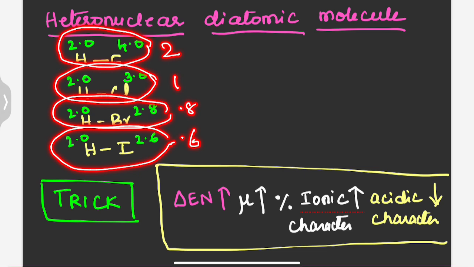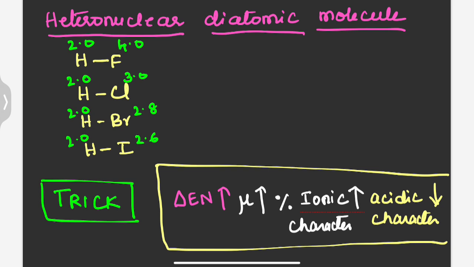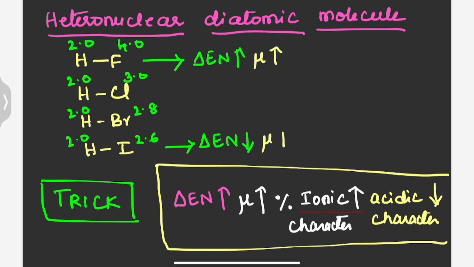Where is the electronegativity difference more? Here it is more. So we found the electronegativity difference is more in hydrogen fluoride, when compared to HI. So here the electronegativity difference is less. Next, where is the dipole moment more? Here the dipole moment will be more and here the dipole moment will be less. So we are comparing here and here, and the dipole moment will be less.